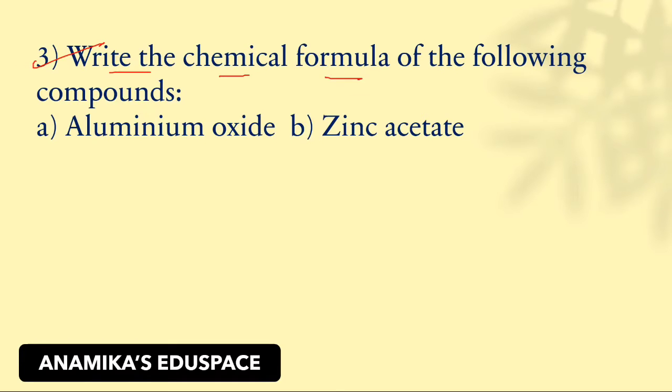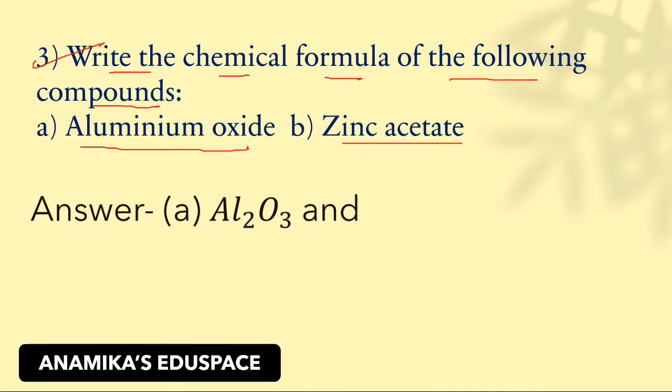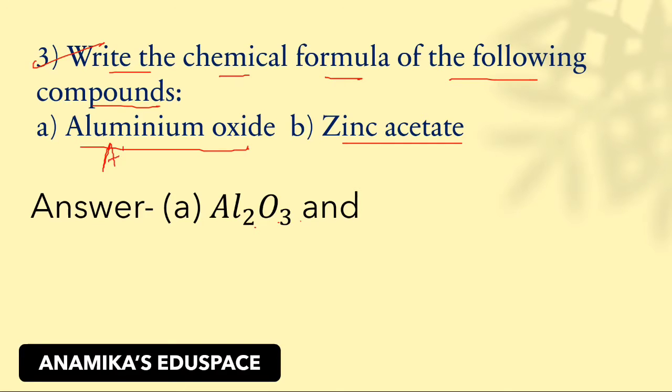Question number 3. Write the chemical formula of the following compounds: aluminium oxide and zinc acetate. Answer: Al2O3. Why? Because aluminium is always Al and oxide is O. Aluminium is 3 plus and oxide is 2 minus. So this charge, that is 2, will go this side and sit as the subscript, and 3 will go this side in a crisscross way and sit as the subscript. That's why the 3 is sitting with the O and the 2 is sitting with the Al.